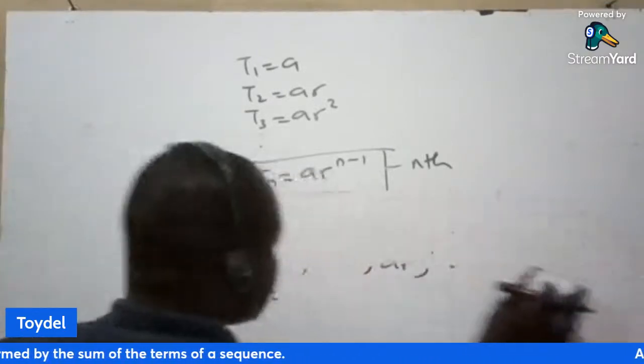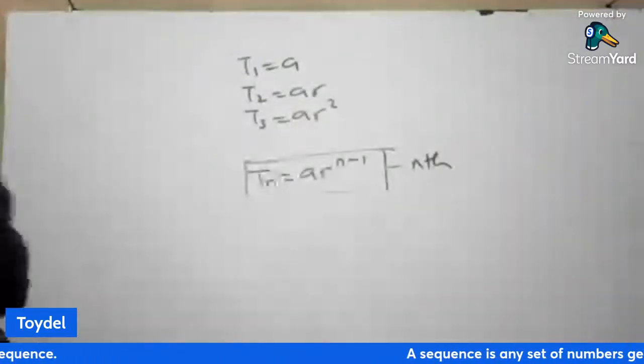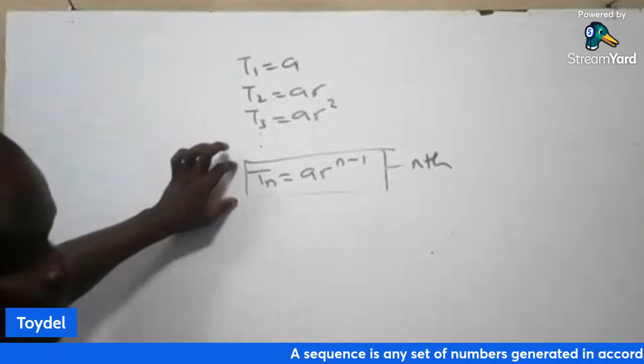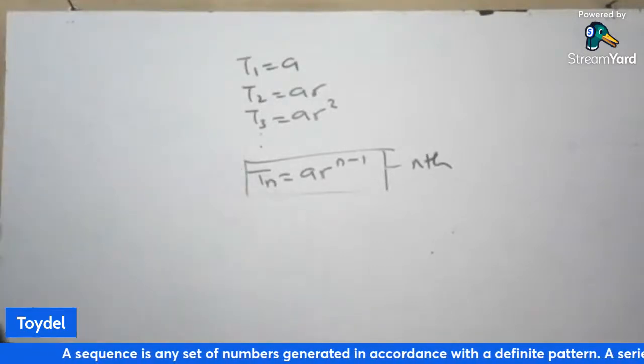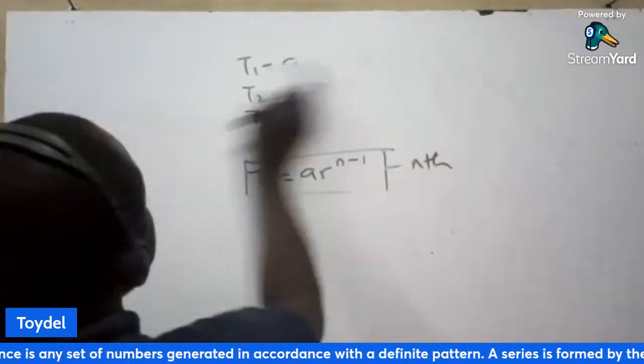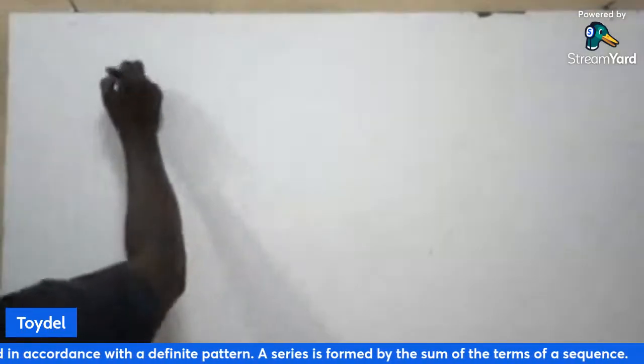Of course, we've given the formula to find the nth term or last term of an arithmetic progression. In this case, it is an exponential sequence, and this is the formula to find the last term or nth term of a geometric progression. So let's take one example under this.